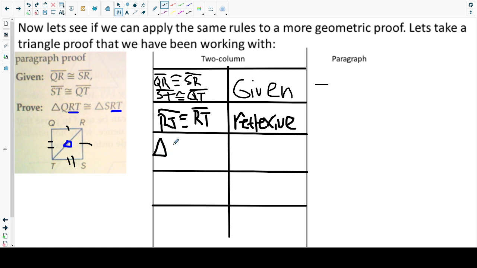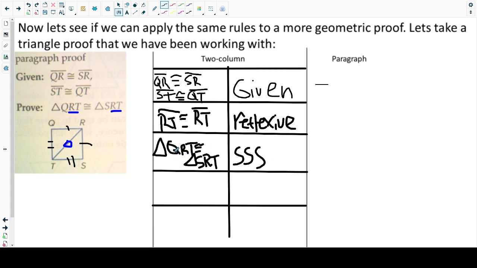This is going to look really weird, but again, doing the best I can here with this mouse, is congruent to SRT by side, side, side. Again, the order of the letters is important.